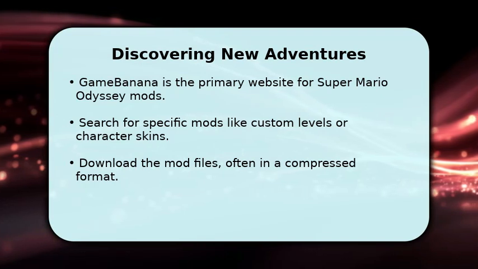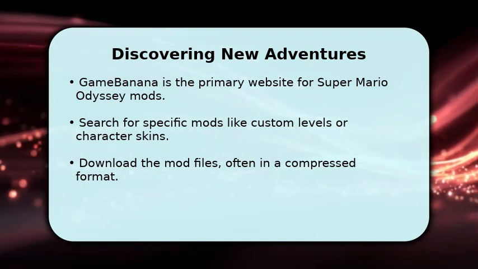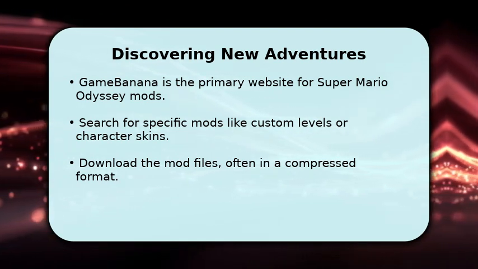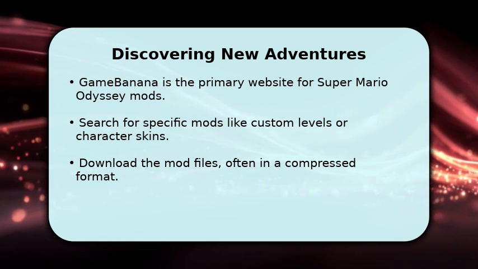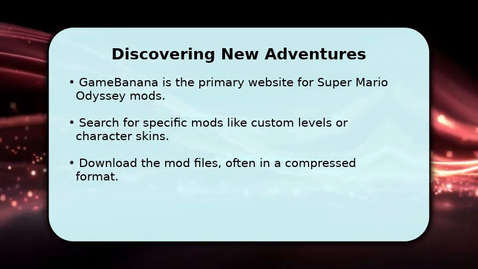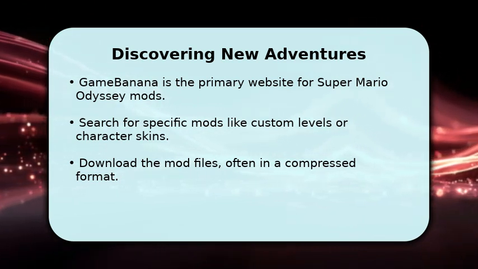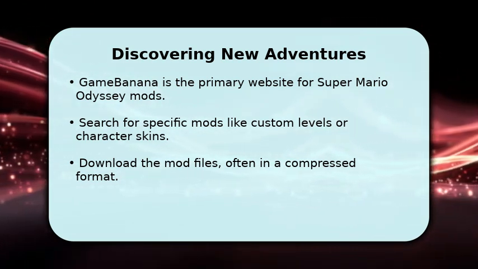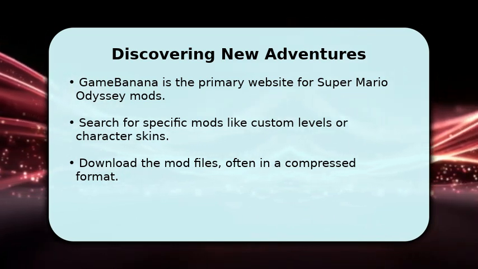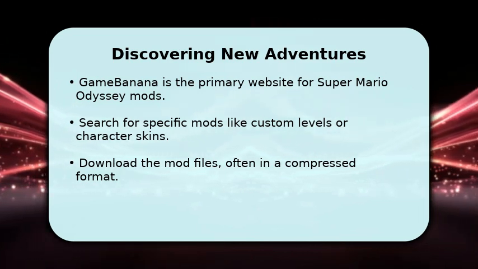Once your setup is ready, the next exciting step is finding the mods you want to play. Game Banana is widely recognized as the best place to discover a vast collection of Super Mario Odyssey mods. You can browse for anything from entirely new custom levels to fun character costume changes. After selecting your desired mod, download the files, which usually come in a compressed format. Then, use a program like WinRAR or 7-Zip to extract the contents.